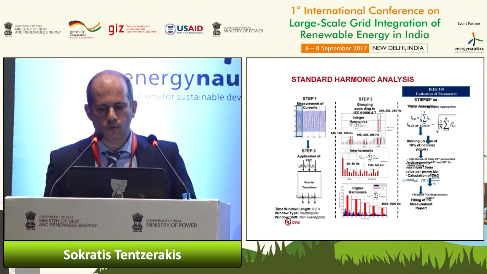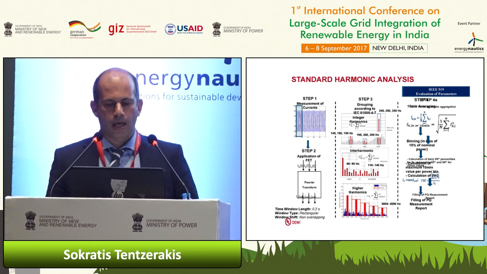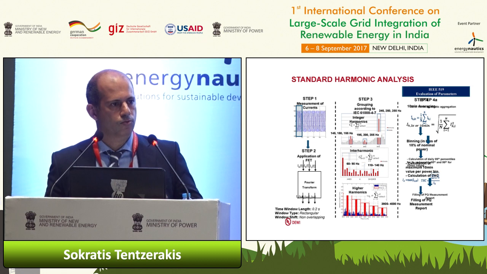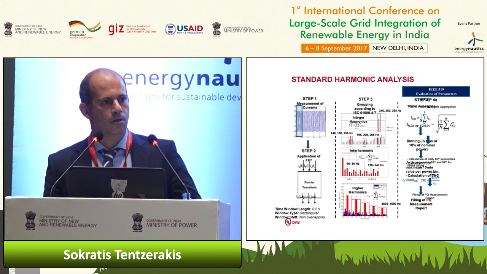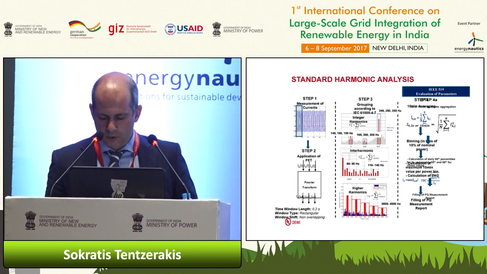According to IEC 21, we do a 10-minute simple averaging, and we have to sort out over power and divide it into bins of 10%, and there we calculate the maximum value and the relevant EHC. The results of this are transferred to the measurement report.